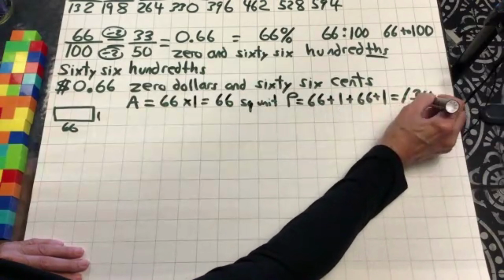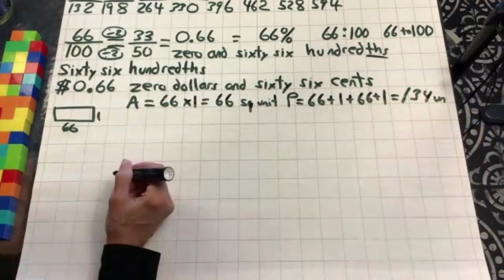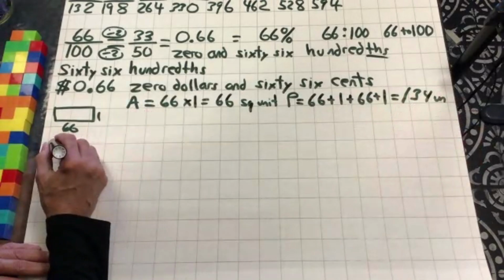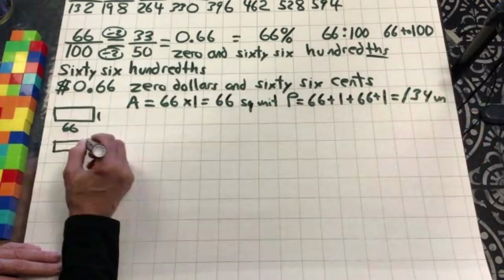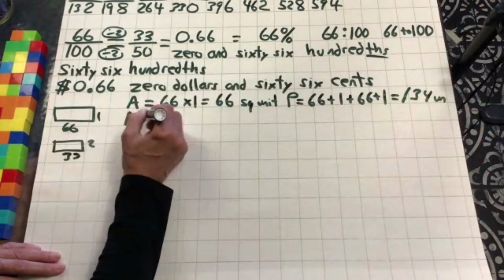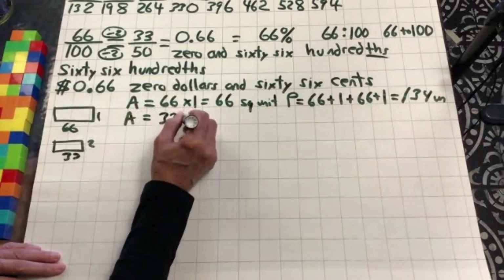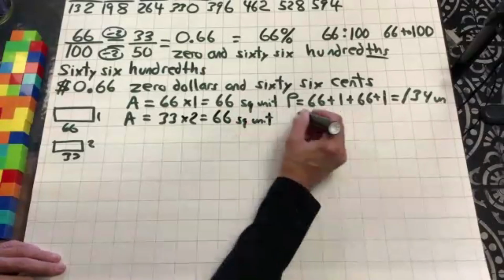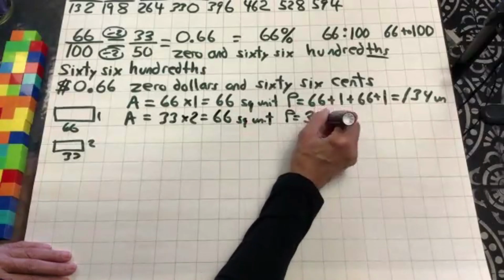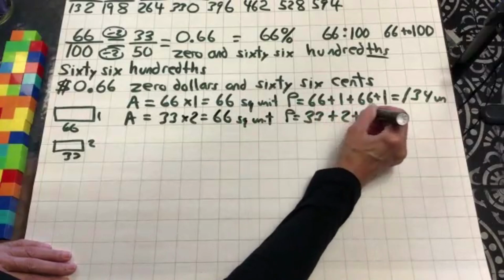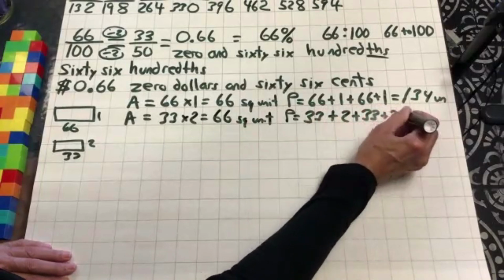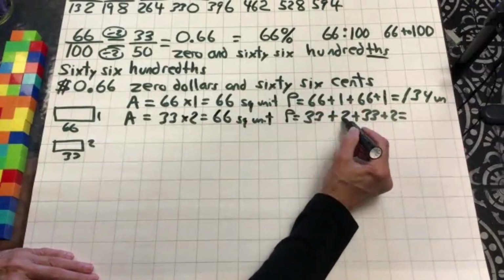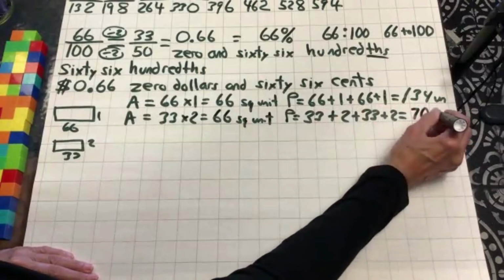So 134 units, and we're done. All right, let's move on to our next area, which would be a 33 by 2. We're just doing one of each. 33 by 2, which equals 66 square units. And so our perimeter there would be 33 plus 2 plus 33 plus 2, which equals, well, 33 plus 33 is 66, plus 2 more is 68, plus 2 more is 70.